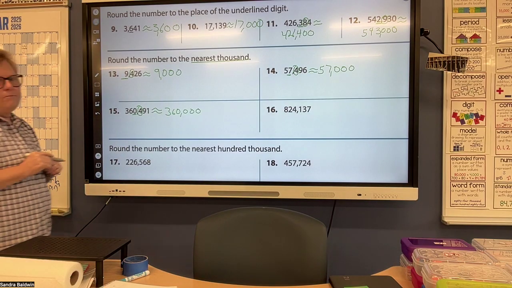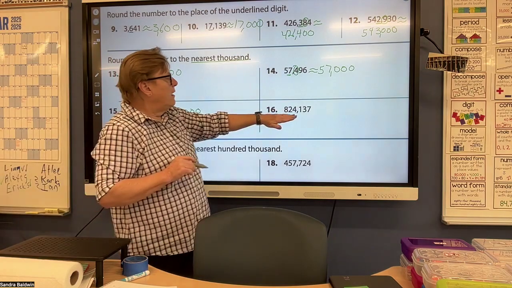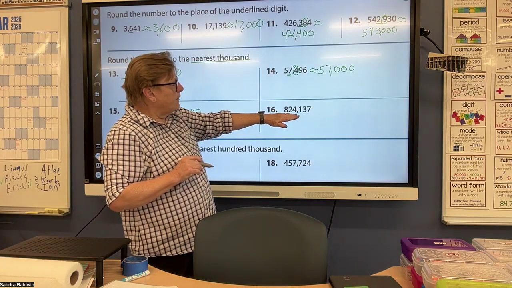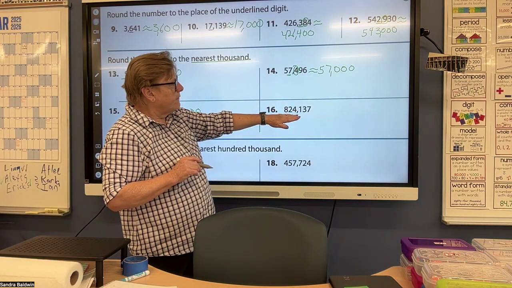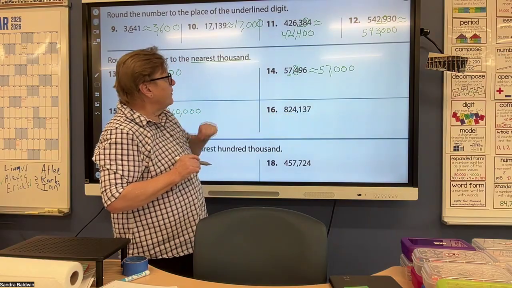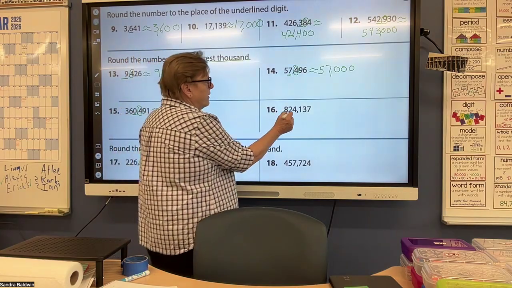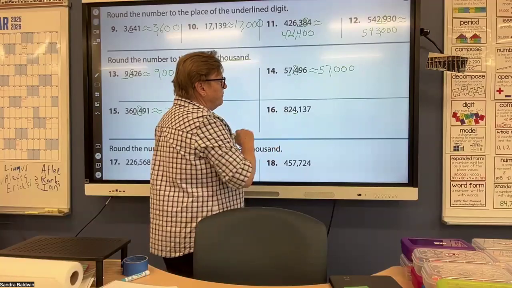For 16, the problem says 824,137. I'm rounding to the nearest thousand. So that means I'm going to underline.